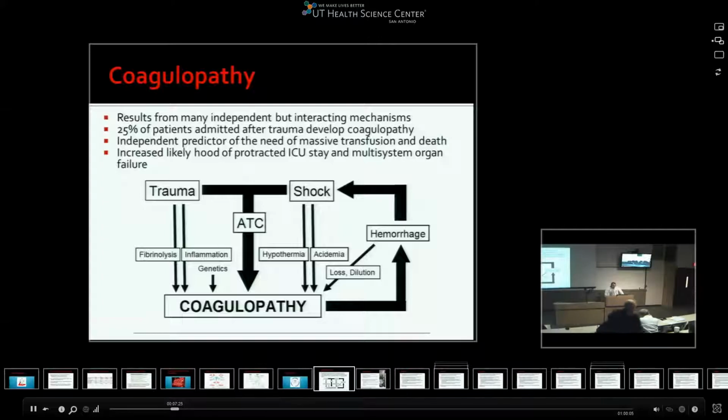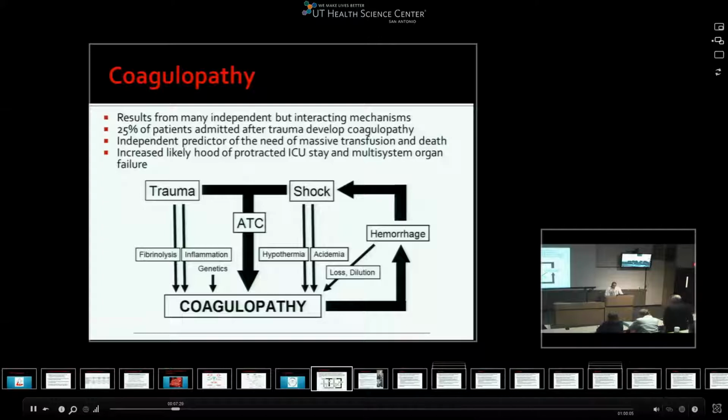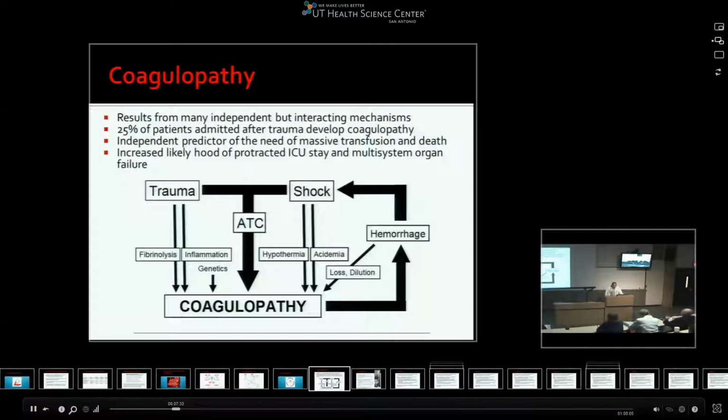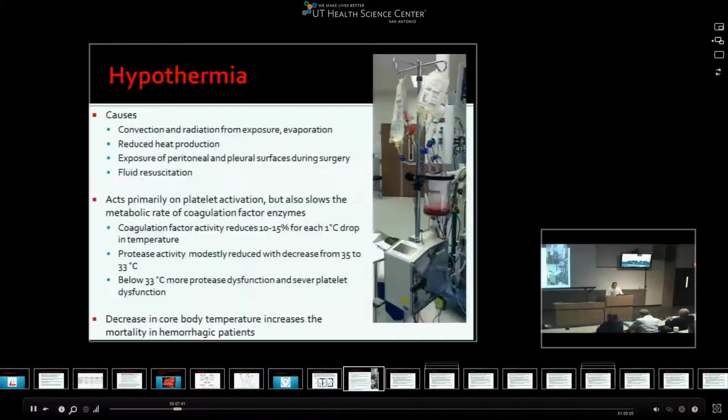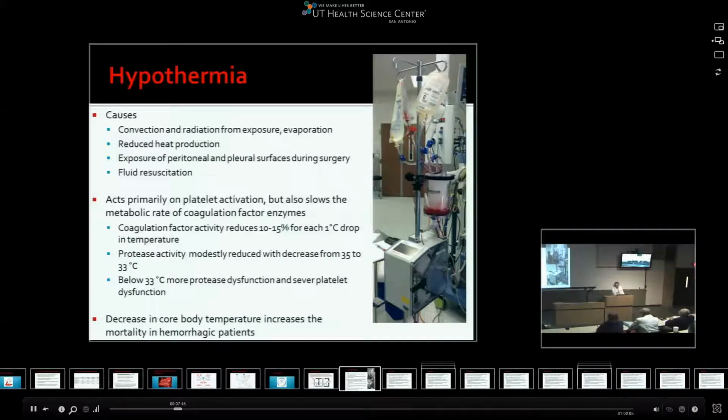25% of patients admitted after trauma develop coagulopathy, and it is an independent predictor of the need for massive transfusion and death. There is also an increased likelihood of protracted ICU stay, multi-system organ failure, especially renal failure and acute lung injury. I'm going to talk a little more in detail about the different factors that contribute to the coagulopathy.